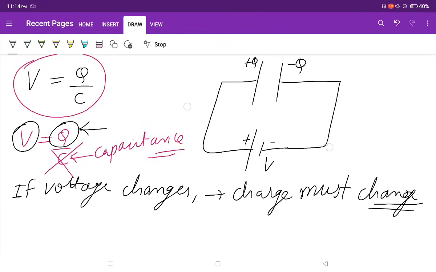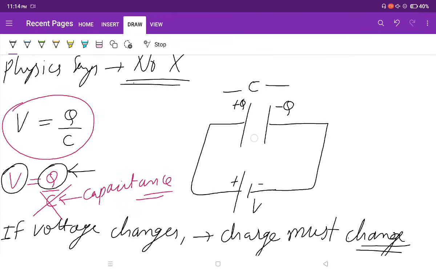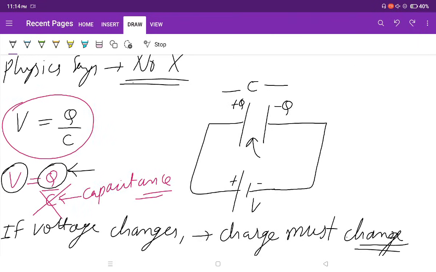The voltage exists because of the separation of charge. If there is no charge separation, there is no voltage. If I connect these two plates, the charge will disappear, and there is no voltage across the capacitor, correct?